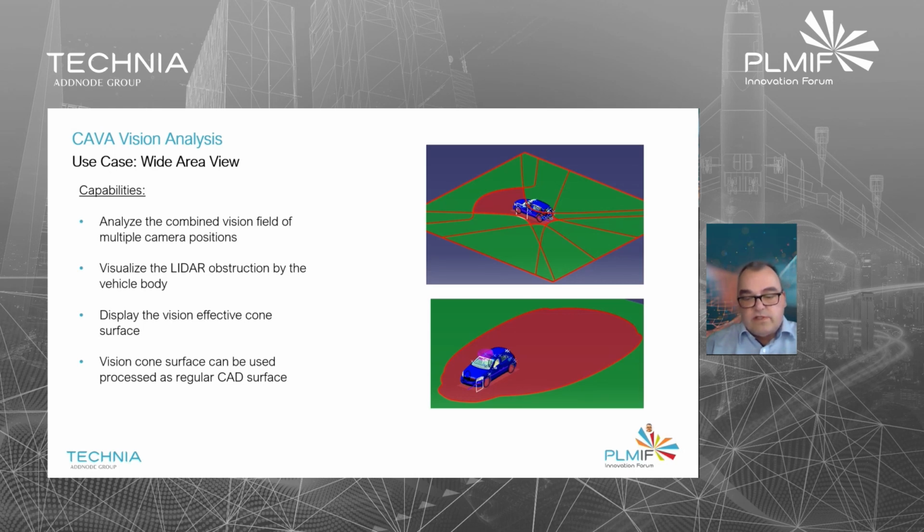One additional benefit is that all the effective vision cones, these are the vision cones including the obstructions, can be created as a CAD surface, and the automotive engineer can use this surface for other purposes, like checking if there's an intersection with other colliding objects. So it's a very interesting capability to have this surface as a real CAD surface.